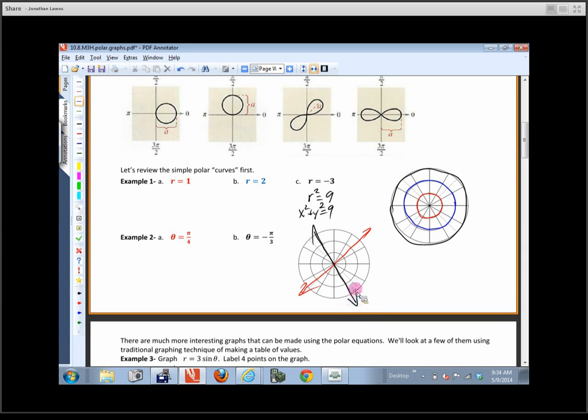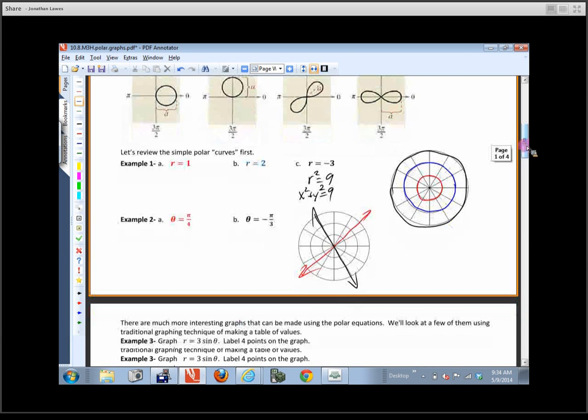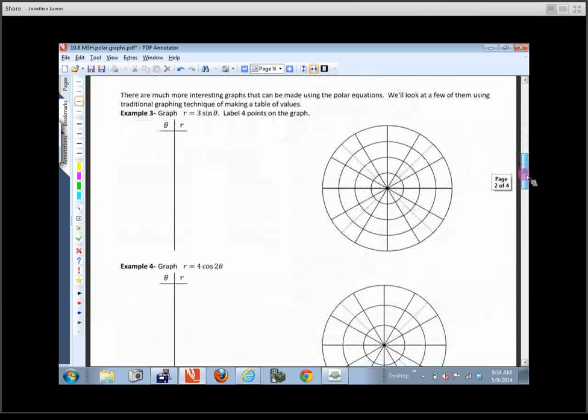Okay? So if you just have an r, if r equals a constant, you've got a circle. If you've just got theta, you've got a line. So if theta equals a particular angle, you just draw a line at that particular angle. Okay, are there any questions there? Easy enough? Okay, flip the page over. Let's get to something more interesting.